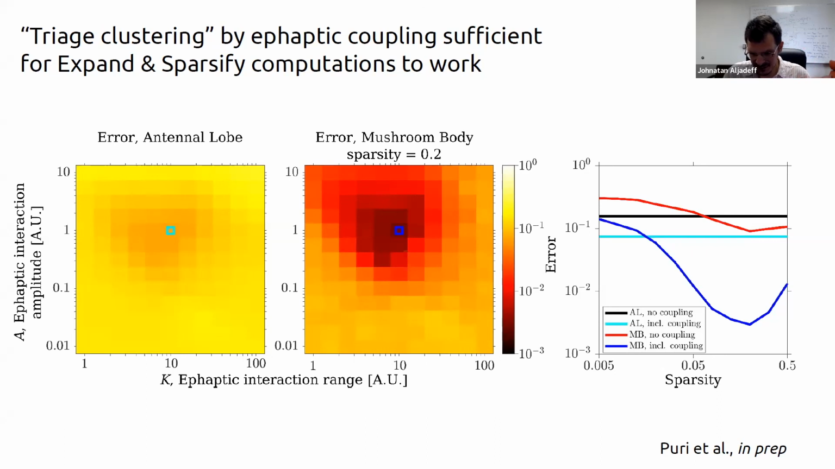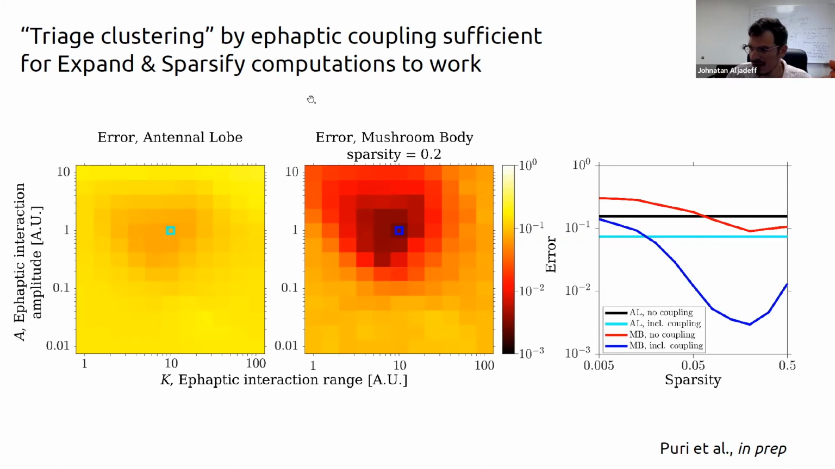if stimuli are not clustered, then Ephaptic coupling can have enough of an effect, which is a little bit like a triage clustering, like a quick and dirty way of clustering initially unclustered inputs, that makes the expand and sparsify computational scheme that happens from the antennal lobe to the mushroom body work much better.